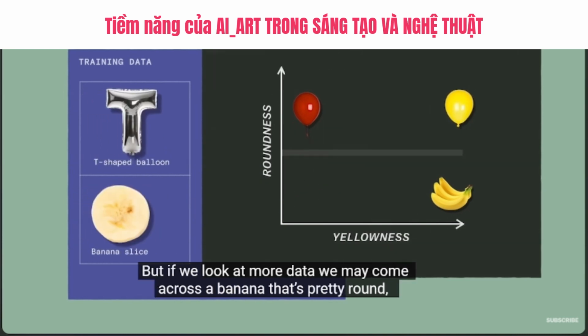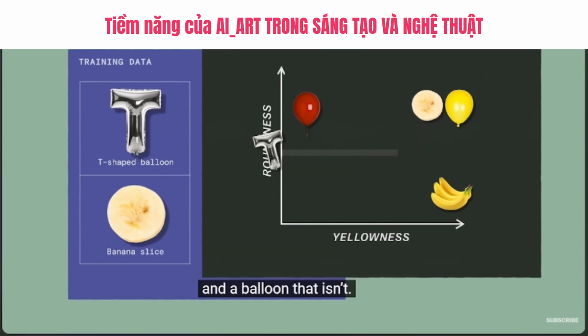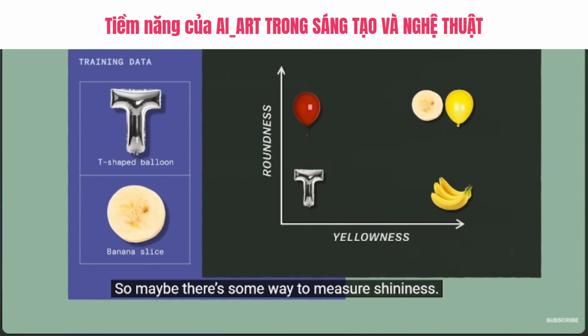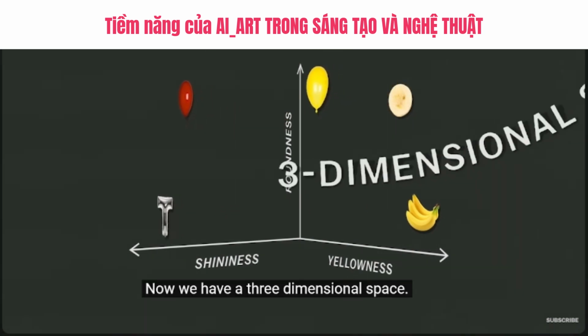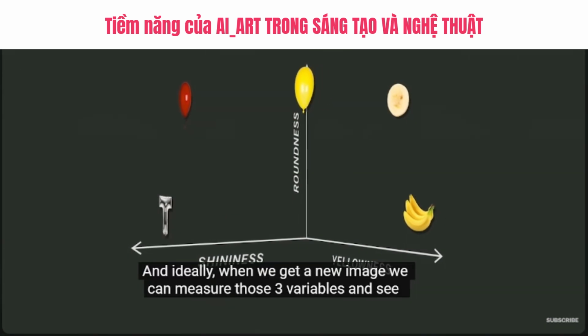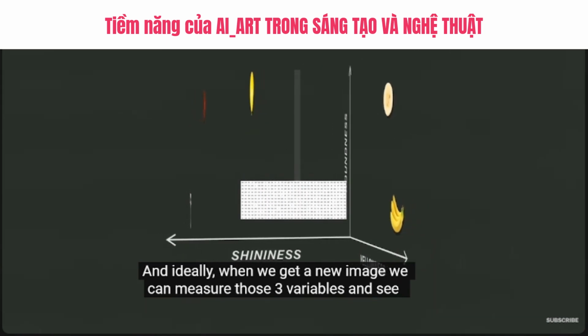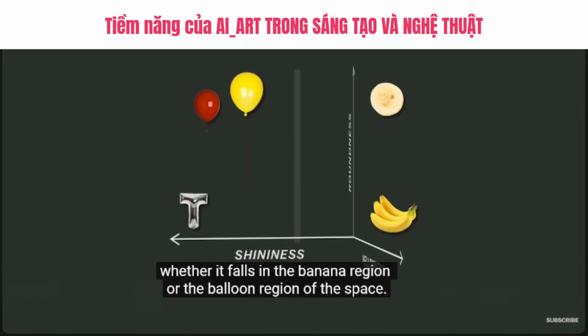But if we look at more data, we may come across a banana that's pretty round and a balloon that isn't. So maybe there's some way to measure shininess. Balloons usually have a shiny spot. Now we have a three-dimensional space. And ideally, when we get a new image, we can measure those three variables and see whether it falls in the banana region or the balloon region of the space.